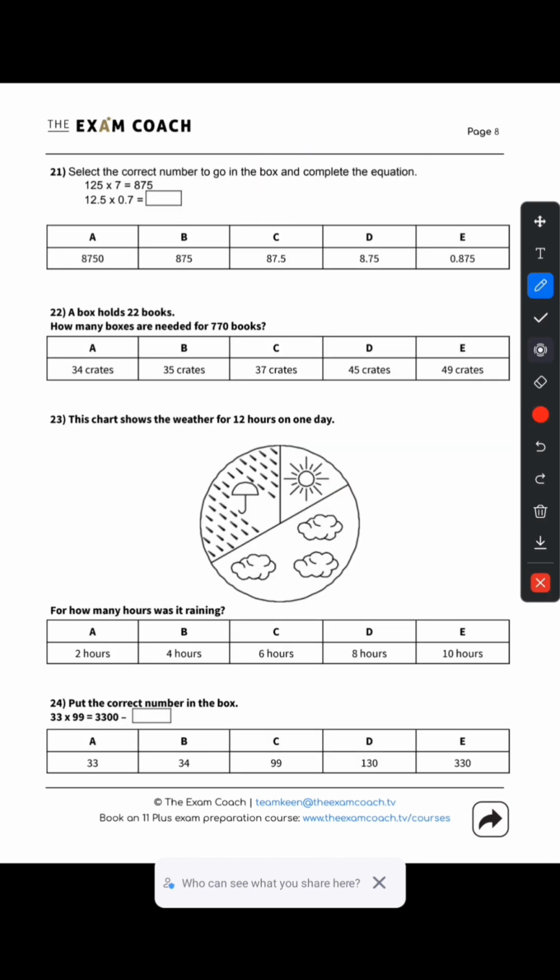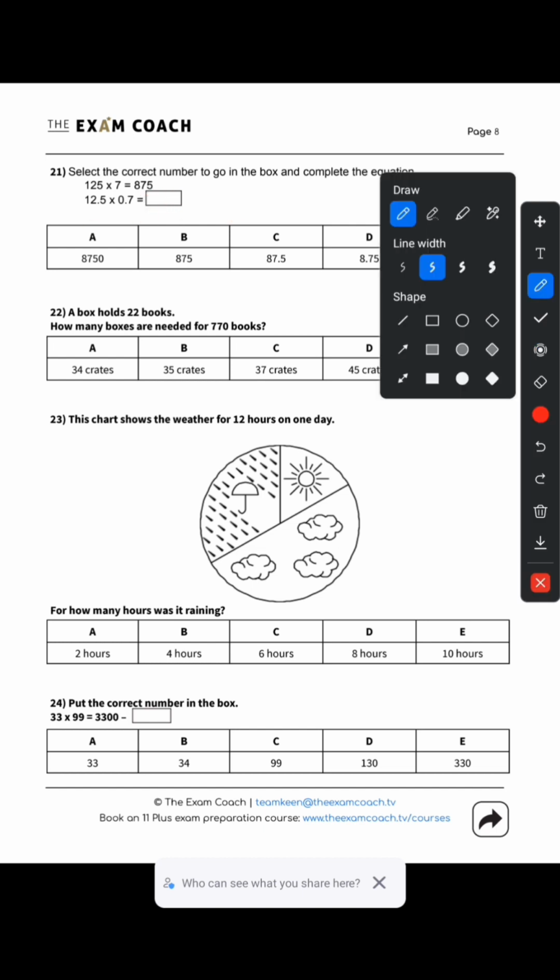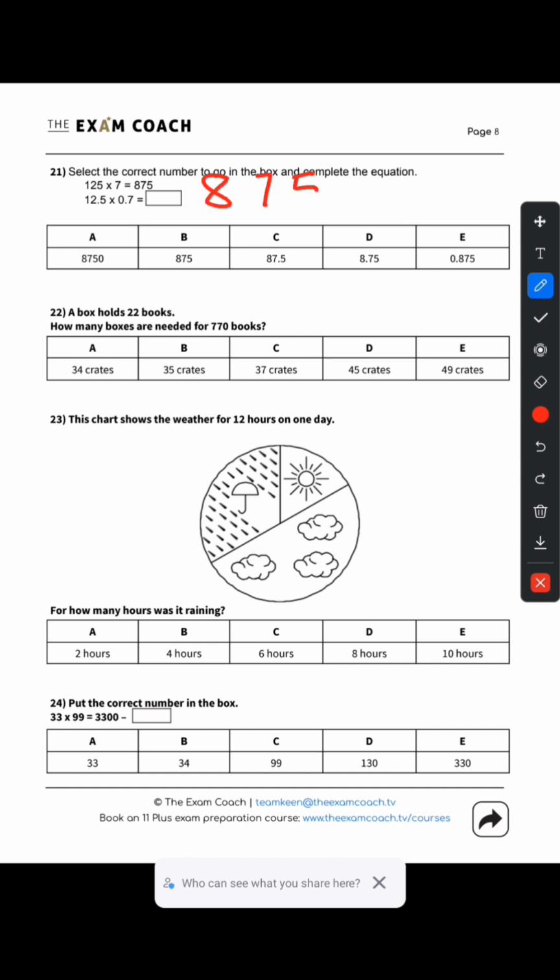Moving on, select the correct numbers to go in the box and complete the equation. 125 times 7 is 875. 12.5 times 0.7 is dash. Since the figures are the same, the figures of our answers will also be the same, but the decimal points will just change. So our answer will still be 875. We need to find out where our decimal point will be. In the first number, we have one number after the decimal point, and in the second number, we have one number after the decimal point. Altogether, we have 2 numbers after the decimal points. So I have to place my decimal point in a way that I have 2 numbers after it. So I have to put my decimal point here.